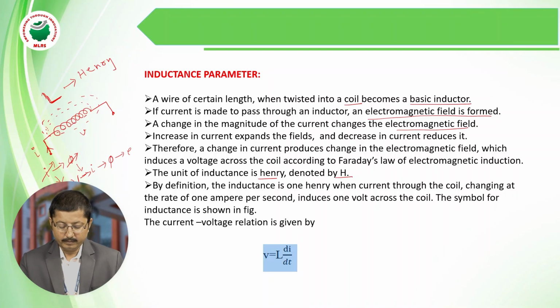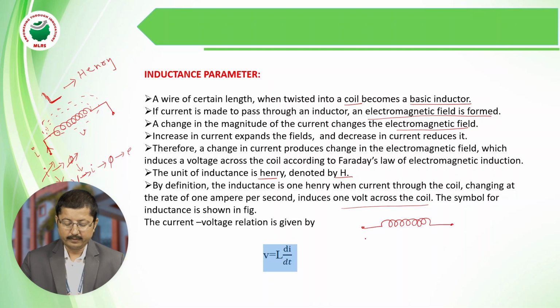By definition, an inductance of 1 Henry is when the current through the coil changes at the rate of 1 ampere per second and induces 1 volt across the coil. So this is the definition of inductance. The symbol of the inductance is given like this. This is the symbol of inductance.